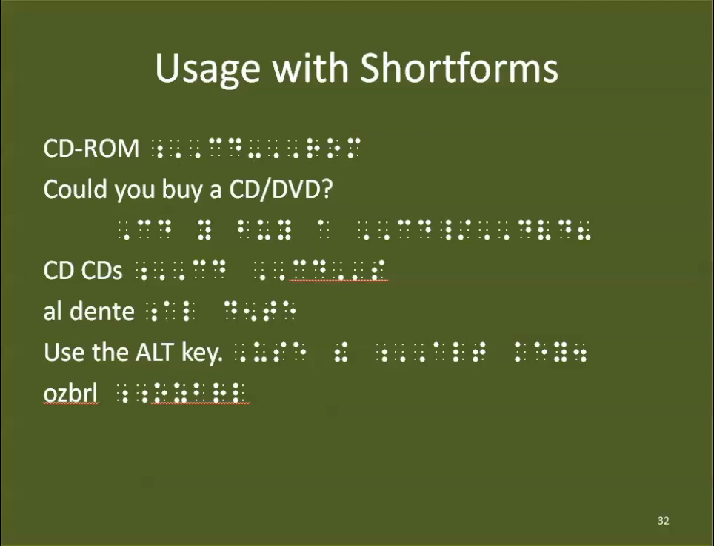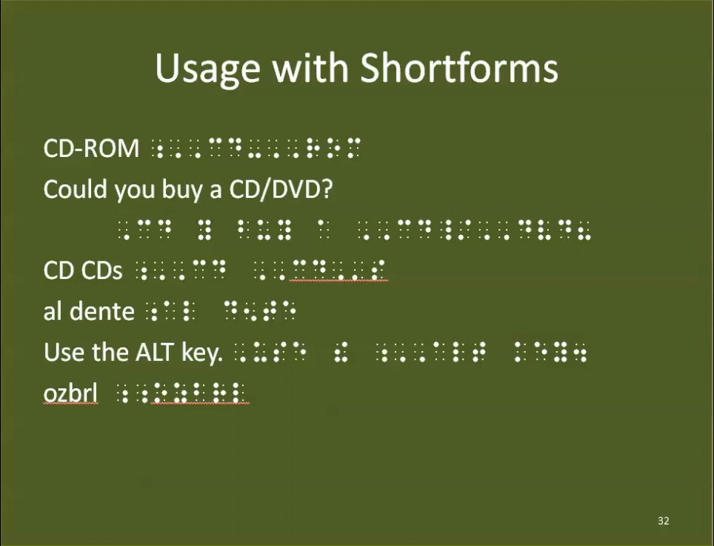Al dente, that AL could be misread as the short form also because there's a space on either side. It's standing alone. So we need to have that grade 1 symbol indicator there. Again, notice it's a grade 1 symbol indicator, not the grade 1 word indicator.